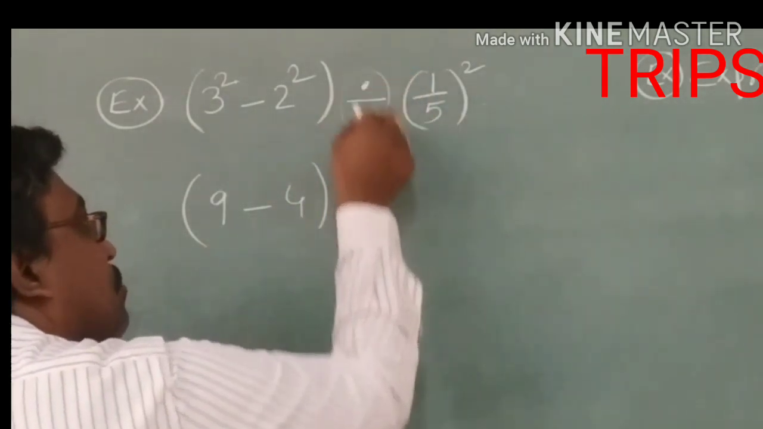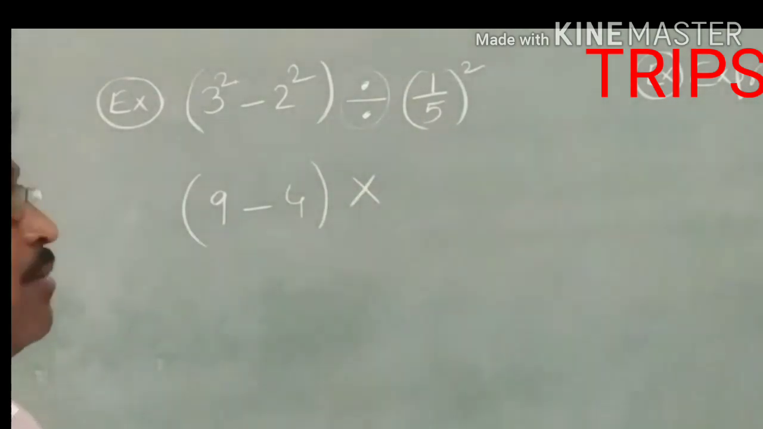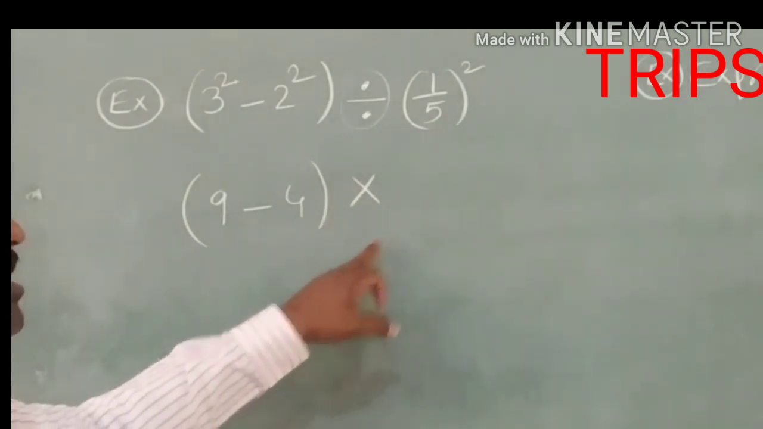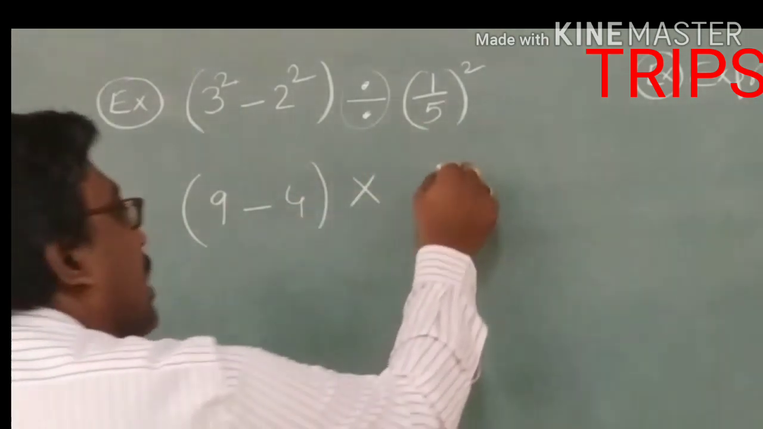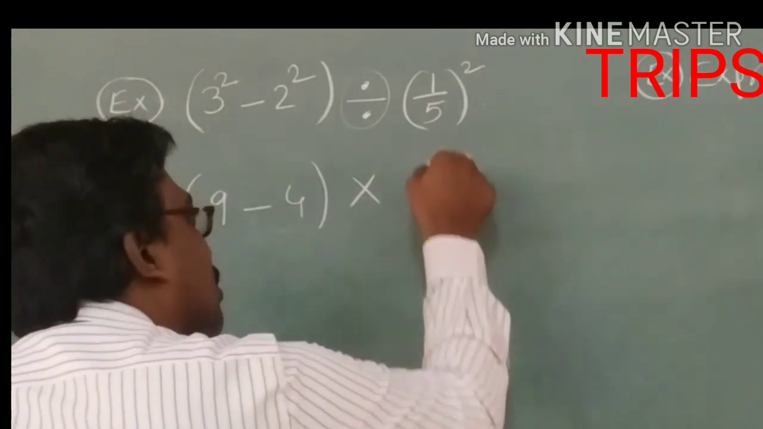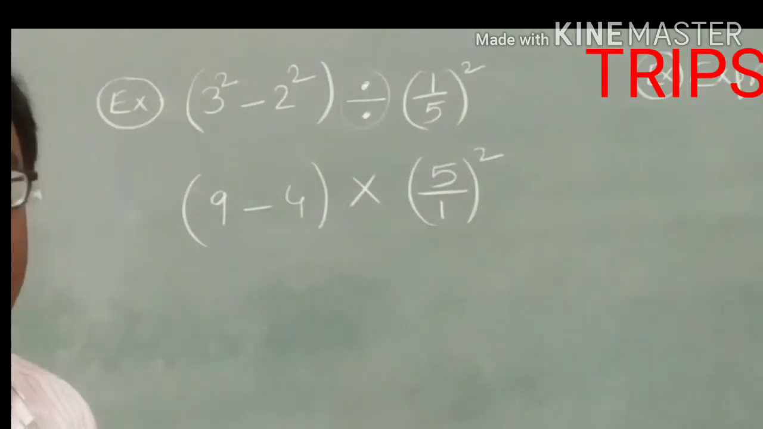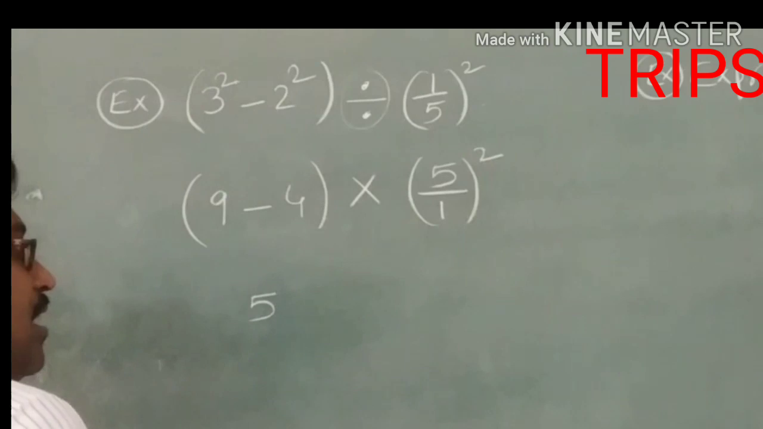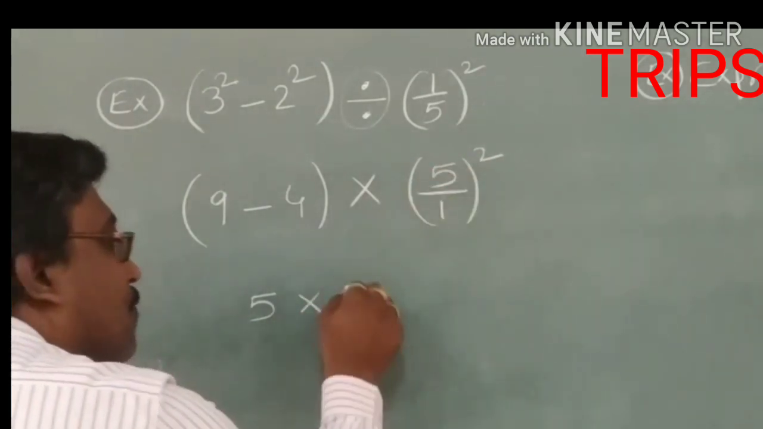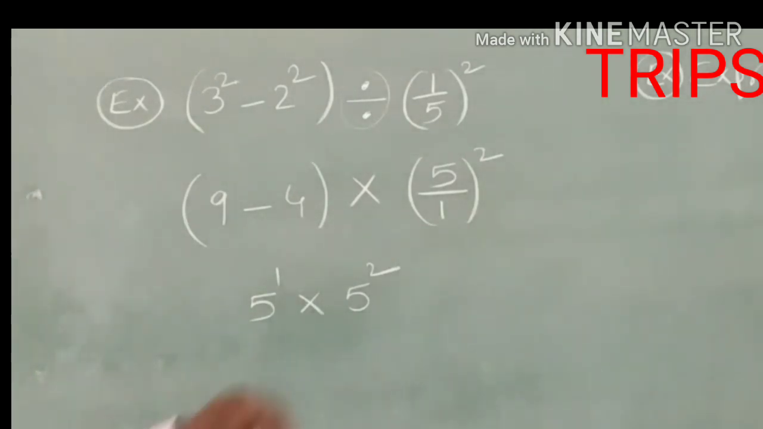Now I am changing this division symbol into multiplication. Whenever you change division into multiplication, the second number will be reciprocal. So here of course 1 by 5, I will write it as 5 by 1. 9 minus 4, that is 5, into 5 square. Here the power is nothing, that is 1. Here it is 2.